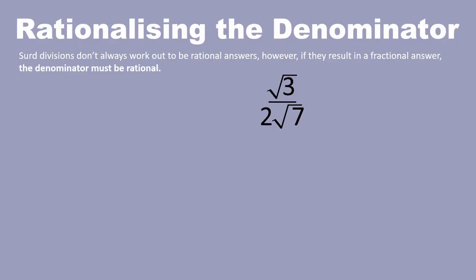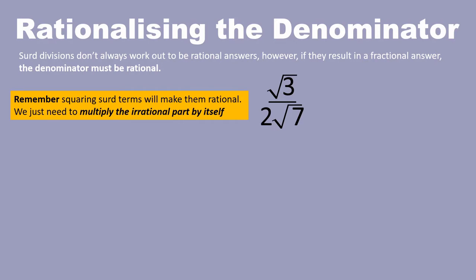After our lesson on multiplying and dividing surd terms, you will have learned that we can never leave a fraction in the form where we've got an irrational term in the denominator. Now the 2 is fine because this is the rational part of this term. However, the root 7 needs to be rationalized. Remember how we do that.